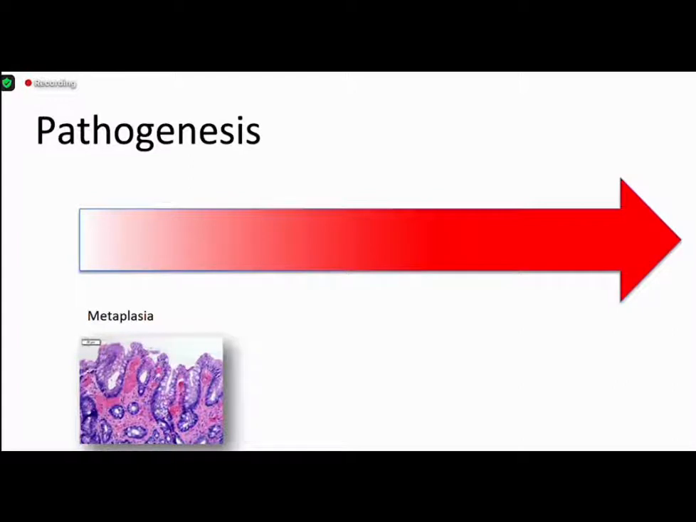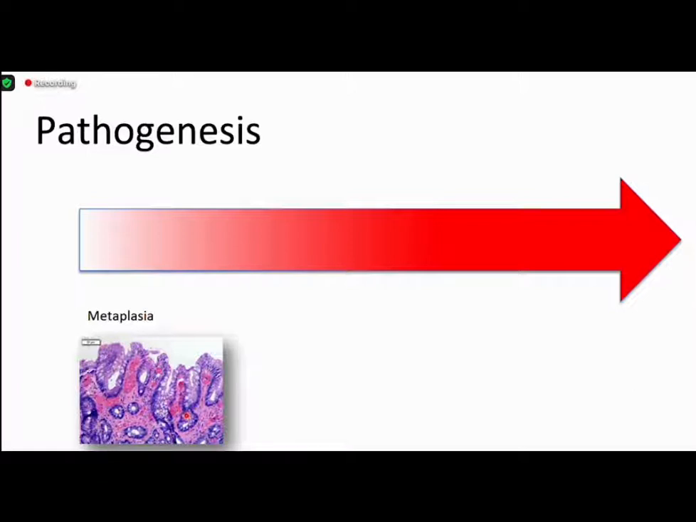So briefly about the simplified pathogenesis of the disease, how it develops. Due to chronic GERD, there would be continuous inflammation and ulceration of the squamous epithelium. And if this insult keeps on continuing, then the epithelium would transform into metaplastic epithelium with goblet cells, which would be called intestinal metaplasia.